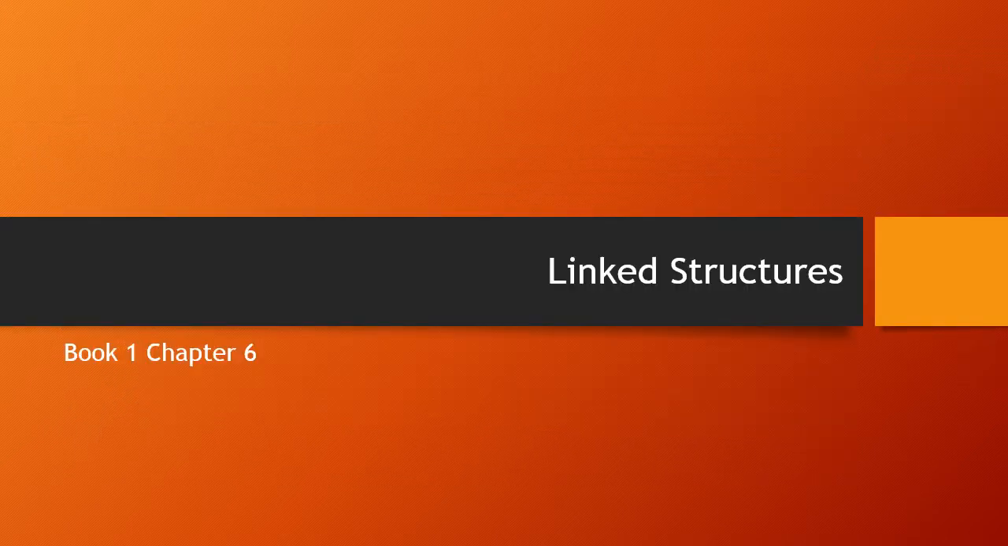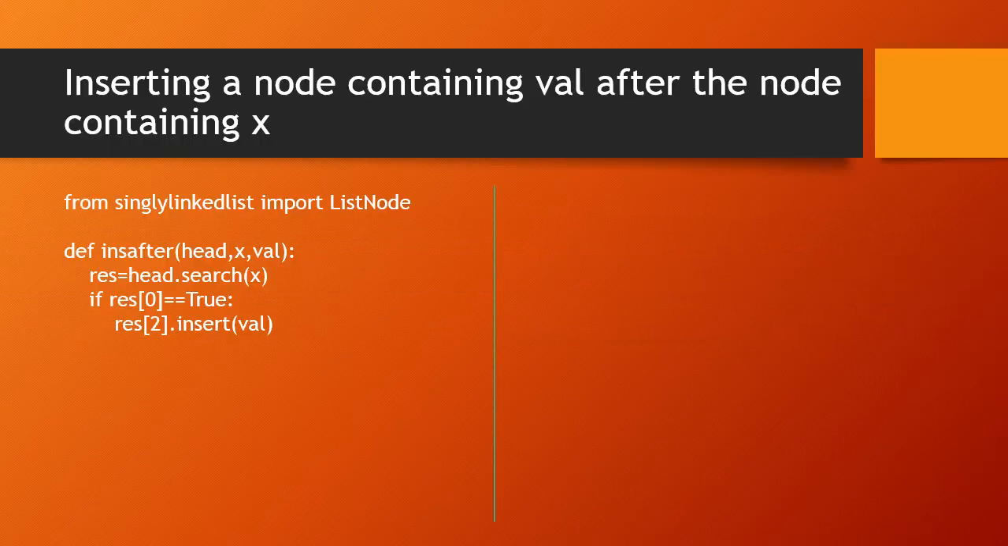The topic of this lecture is linked structures, and we use chapter 6 of book 1 for this topic. In this lecture, I show you how to use the class functions that I created in the previous lecture. Remember the class list node? I am going to implement more functions using the class functions of list node. My first objective is inserting a node containing val after the node containing x.